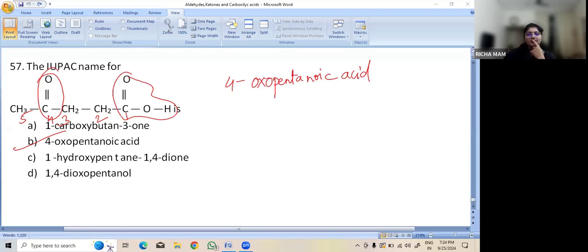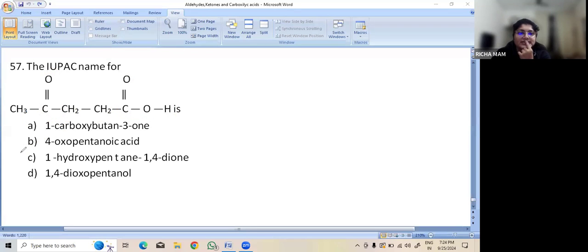The keto group is acting as a substituent between the carboxylic acid and the ketone. Carboxylic acid will have the priority to form the parent chain. So this is the name, 4-oxopentanoic acid. Is it clear up to here? These were some of the questions based on aldehydes, ketones, and carboxylic acids.